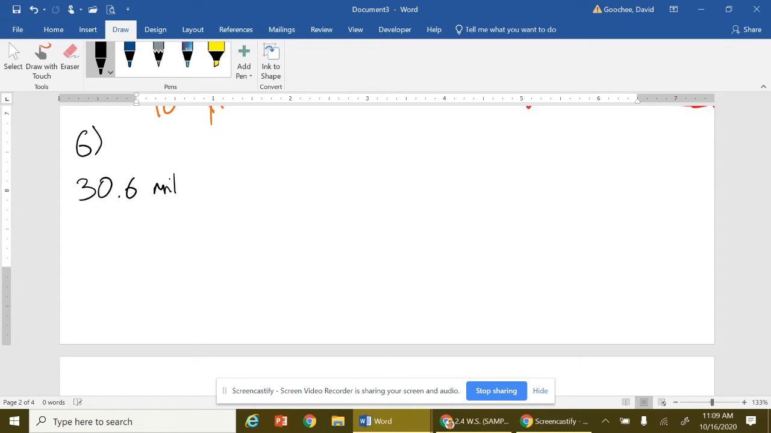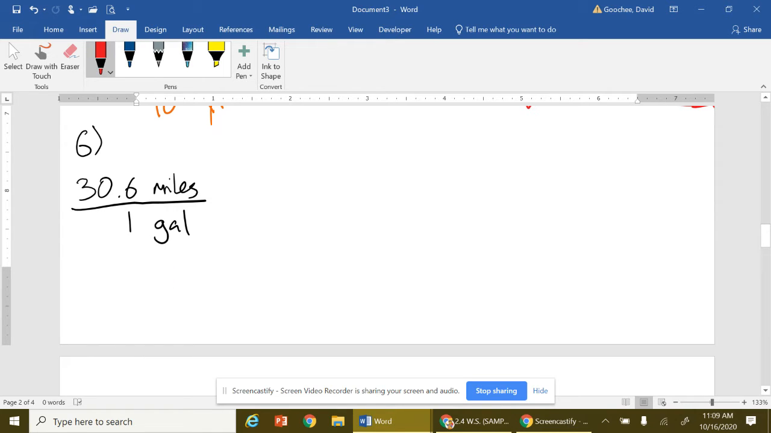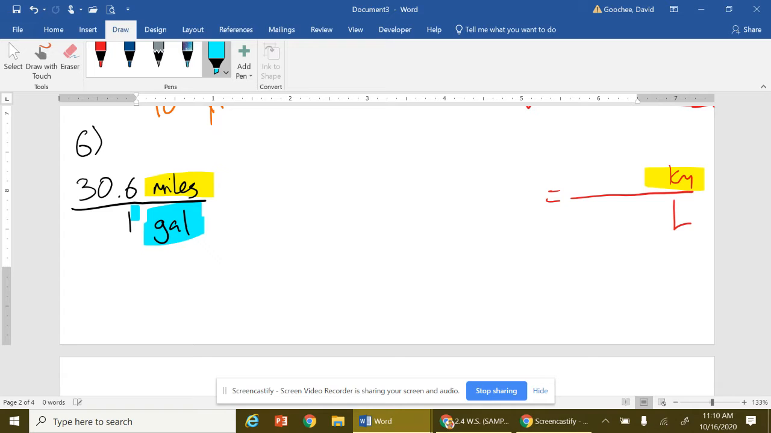30.6 miles per gallon. Remember, per means divided by. So if you get a unit that has a per in it, it's going to be the top thing per the bottom thing. And we are going to convert that into kilometers per liter. Now this is going to be tricky, guys. Take a look. Top value, we're in miles. We want to be in kilometers. The bottom one, we are in gallons. We want to be in liters. We are going to have to convert both the top and the bottom here.